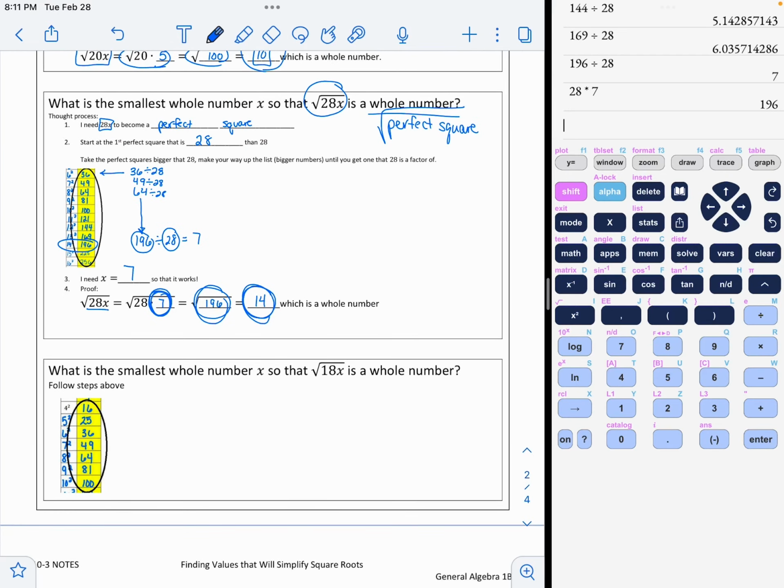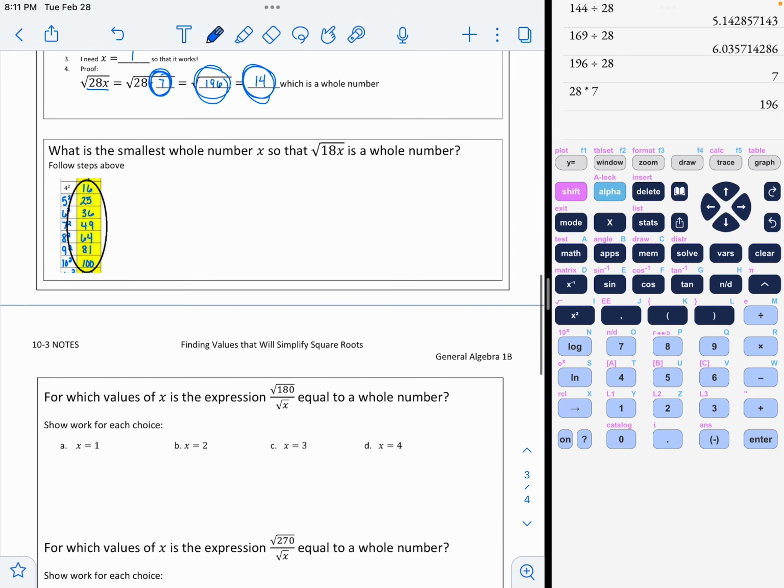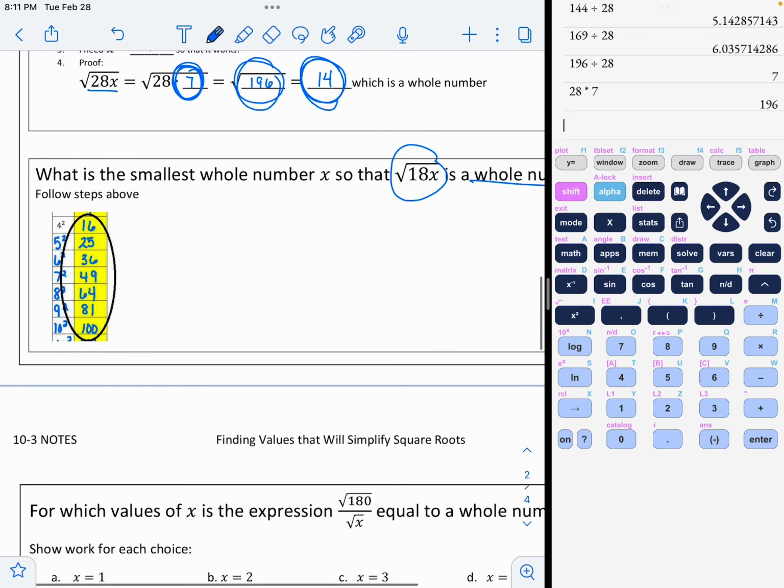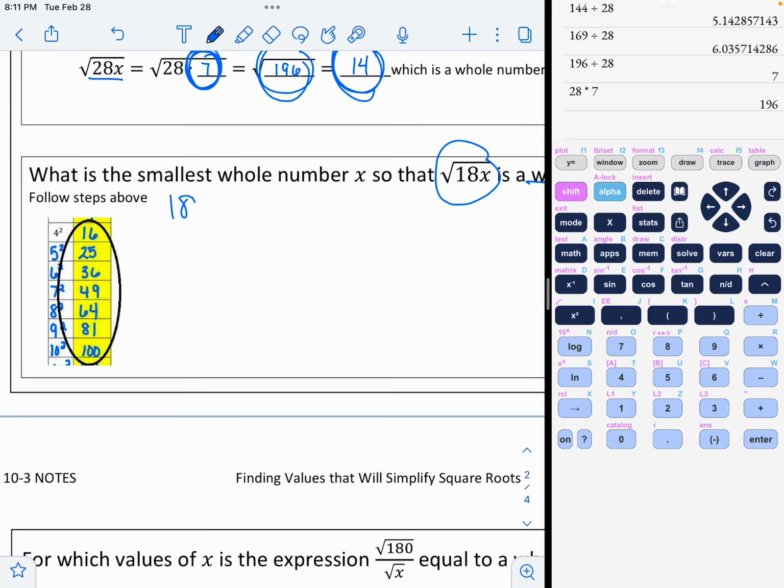One more like that, and then I'll finish these notes on a separate video. What is the smallest whole number so that the square root of 18x is a whole number? Remember, my goal is to get 18x to be a perfect square. So I'm going to go to my first number that's bigger than 18. 25 divided by 18 is a decimal. 36 divided by 18, boom, right away I get a 2.